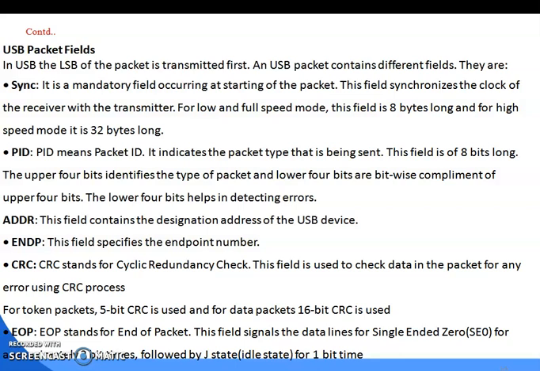EOP stands for end of packet, and this field signals the end of the packet on the data lines by a single-ended zero, SE0, for approximately 2 bit times, followed by the J state, the idle state, for 1 bit time. So end of packet is the field which shows the end of the flow of the data packets.